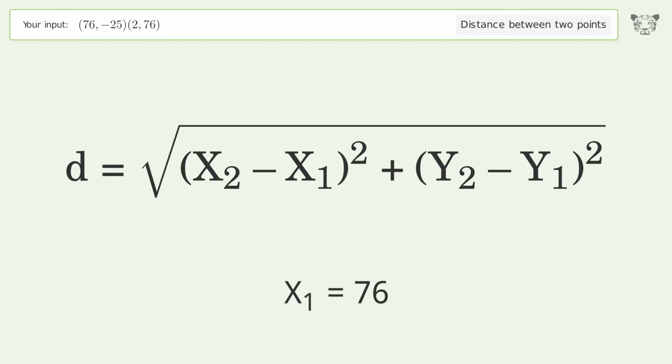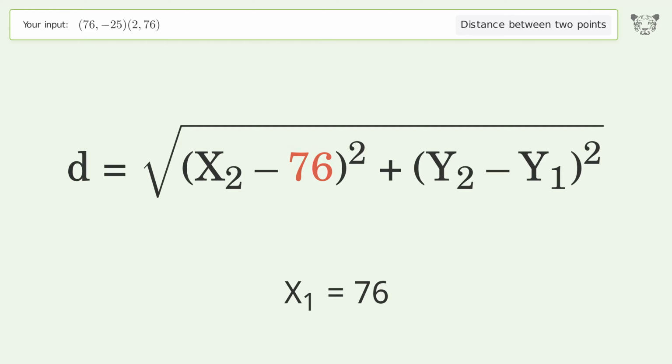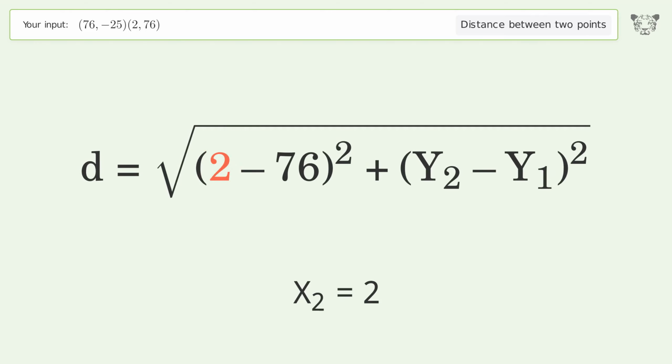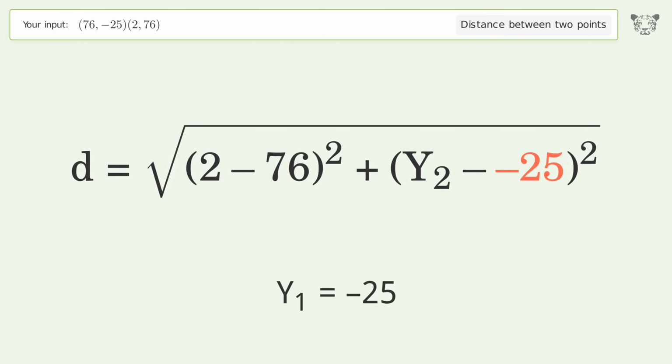x1 equals 76. x2 equals 2. y1 equals -25. y2 equals 76.